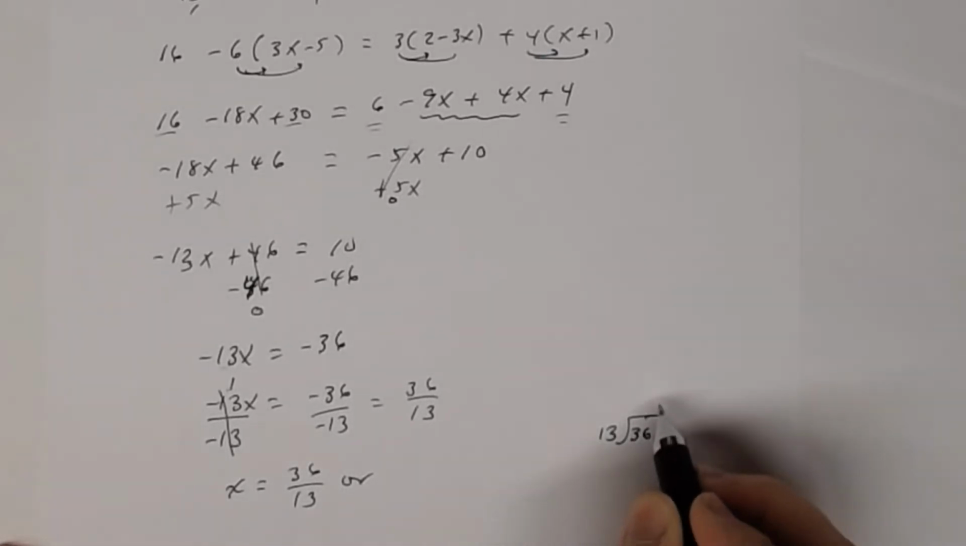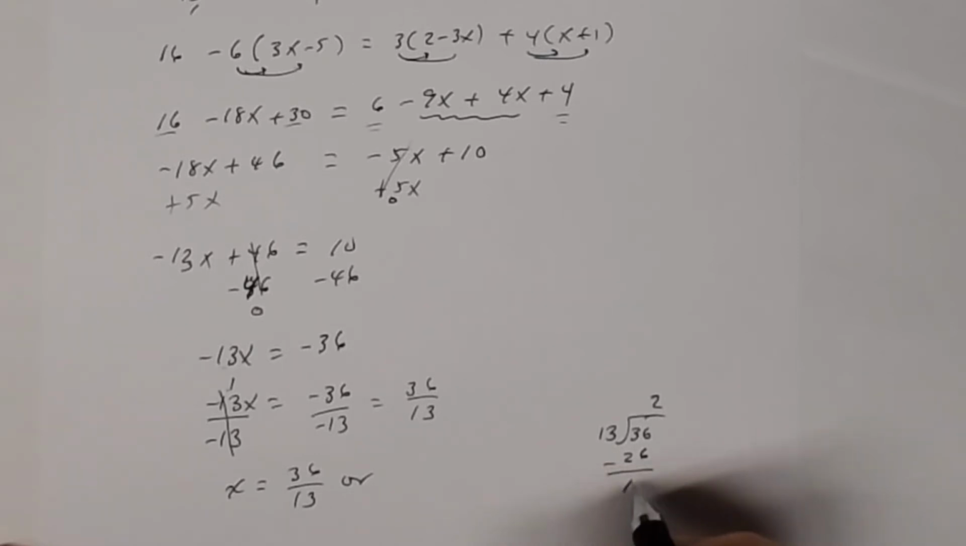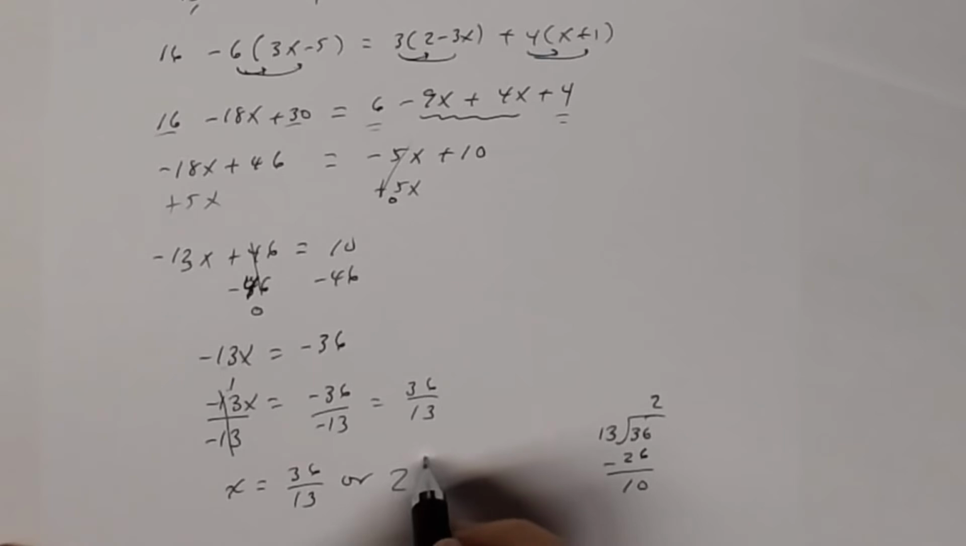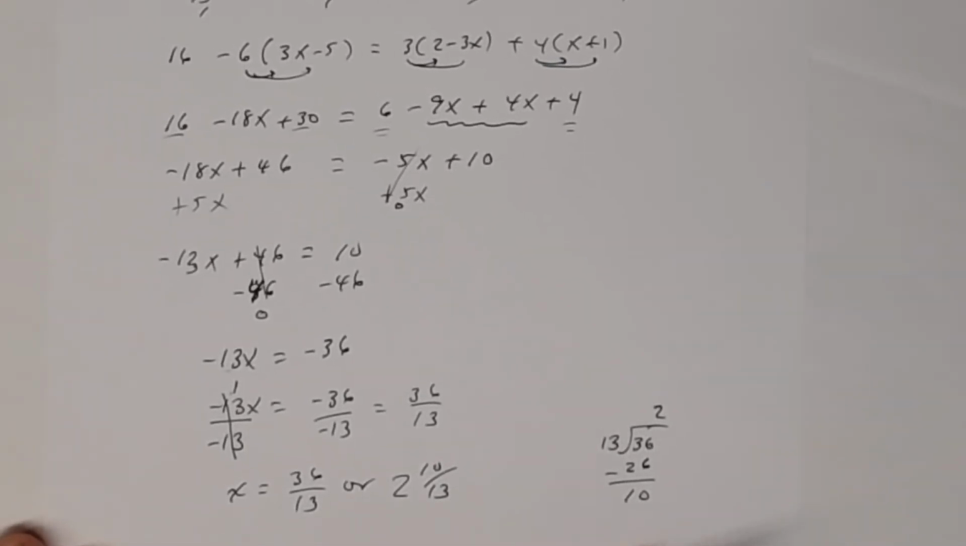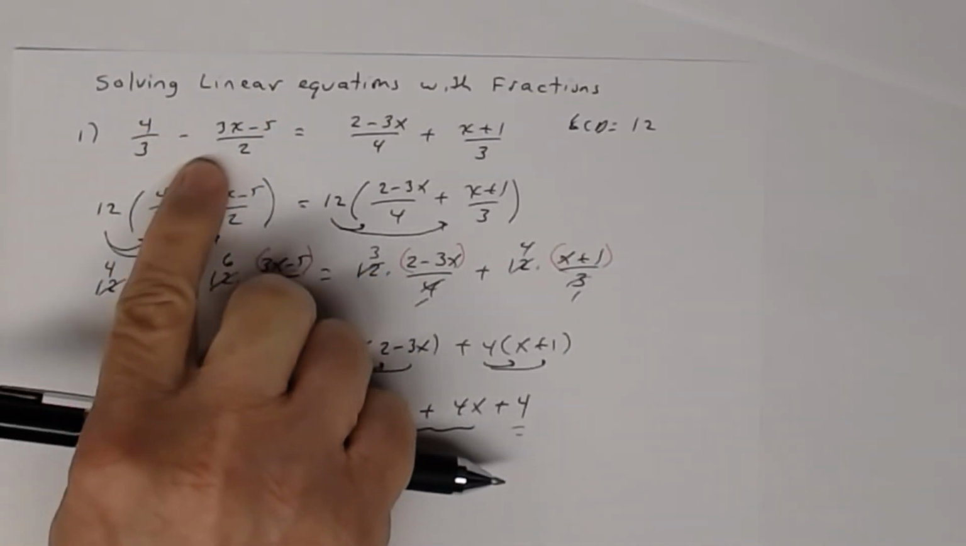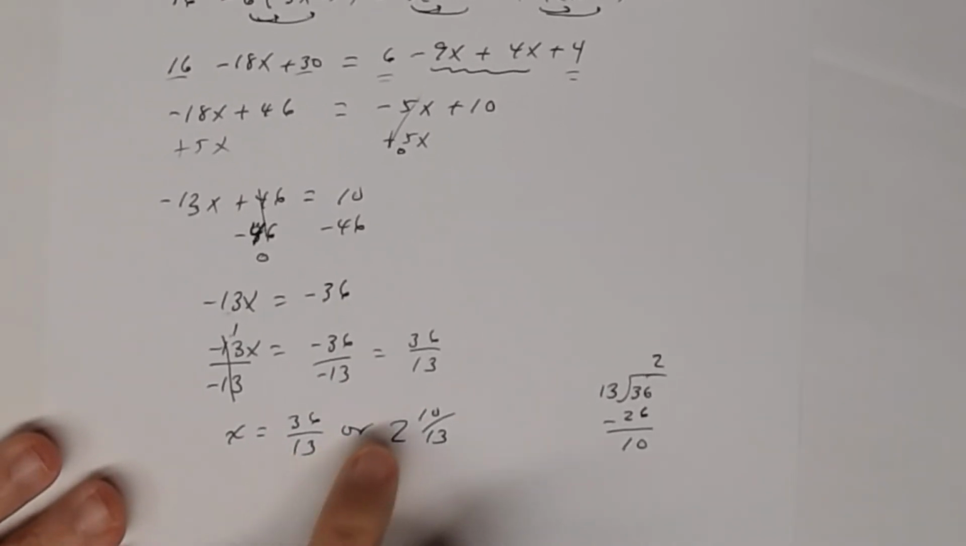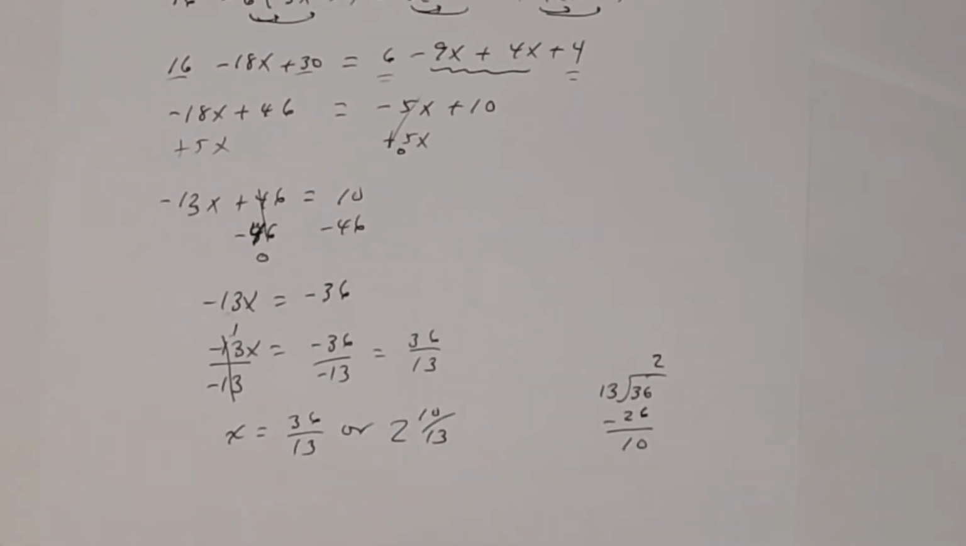Or if you want to write this as a mixed number, 13 divided into 36. 13 will go into 36 2 times. 2 times 13 is 26. Subtract, you get 10. So it's 2 and 10 thirteenths. And so that's the solution. The value of x that makes the left-hand side equal to the right-hand side is when x is 2 and 10 thirteenths. All right, so that was number 1.